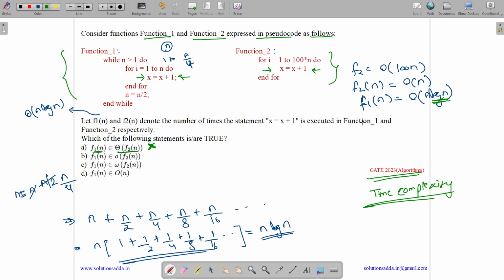So no, this is also not true as it is omega. Okay, f1(n) equals omega of f2(n). f1(n) is n log n and f2(n) is O(n). f1(n) is greater than f2(n), so therefore omega is true. Small o is false and big O is also false. And as small o and big O are false, theta is false. So only omega is true. So the answer is option C.